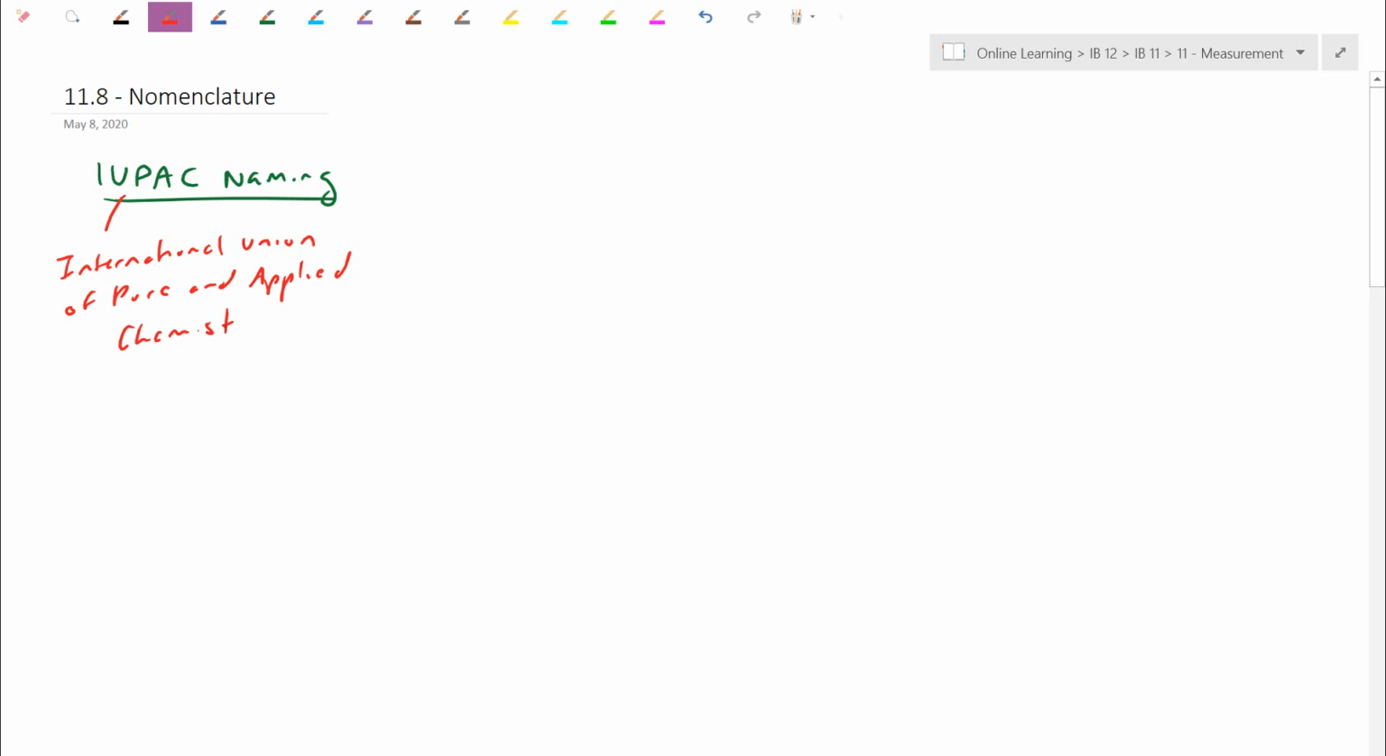So basically this is a global group made up of chemists from around the world, and they set all the rules for chemistry. All the naming you've done up to this point, talking about ionic compounds and covalent compounds, the next two lessons or so, all of them are set by rules from IUPAC. So pretty much whenever we do nomenclature, whenever we do naming, it's always using this IUPAC system.